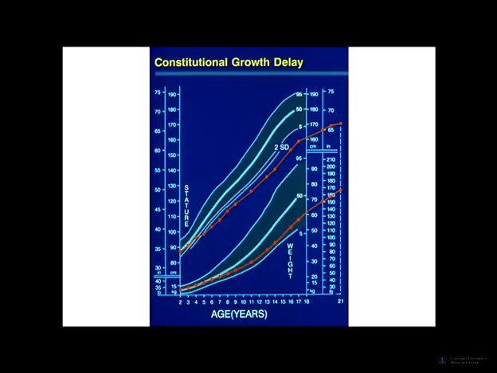That's constitutional delay. The way we differentiate constitutional delay from genetic short stature is basically by the bone age. If you have constitutional delay, your bone age is going to be delayed, and you have that potential to catch up later on. If you have genetic short stature, your bone age is going to be equal to your chronological age, and when you hit 16, 17, growth is over. So that single x-ray is very, very useful in determining not only which children to be worried about, but also in following children year to year.